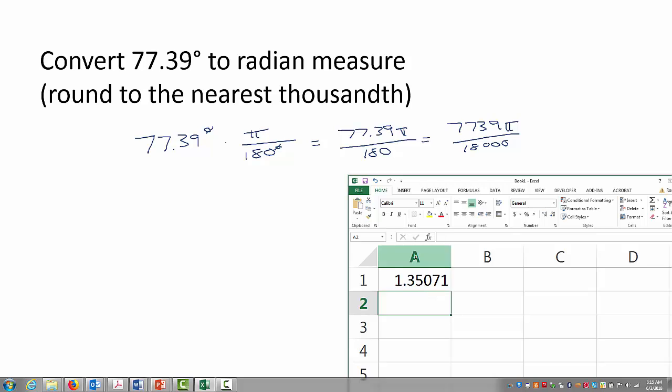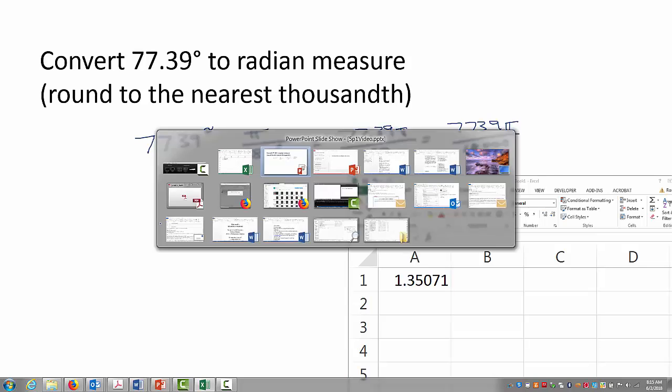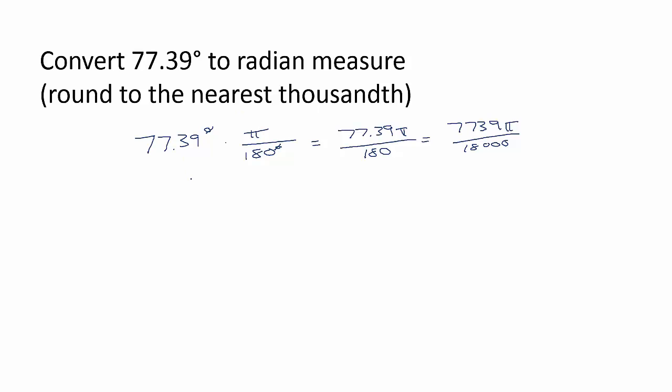1.35071 radians. Oh, to the nearest thousandth, that would be 1.351, right? So let's say the answer is 1.351.